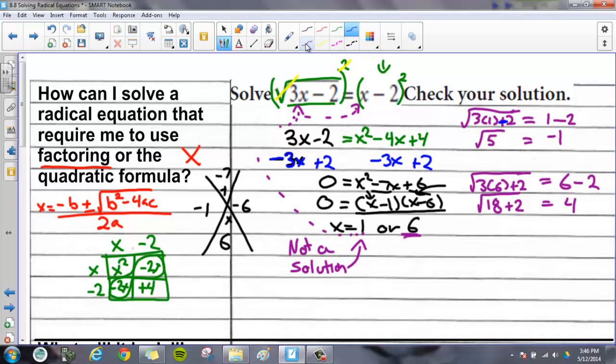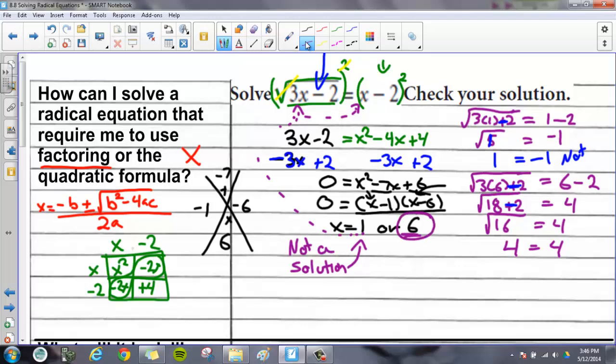So 3 times 1 minus 2, that's 1, and then we got the square root of 1, that's still 1 equals negative 1. So that's still not true, so that one we're still fine. I just made a stupid little mistake. But check this, that's a minus. So 18 minus 2 is 16. So we got the square root of 16 is equal to 4. And what's the square root of 16? Well, that is 4. So thus making this our only true solution.